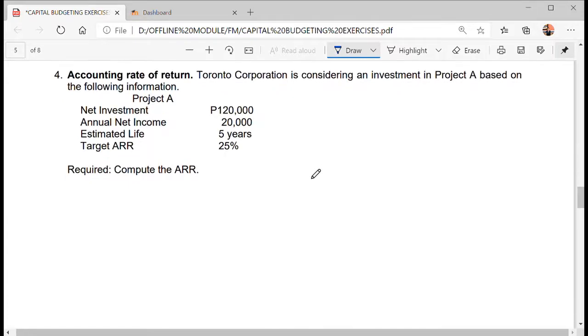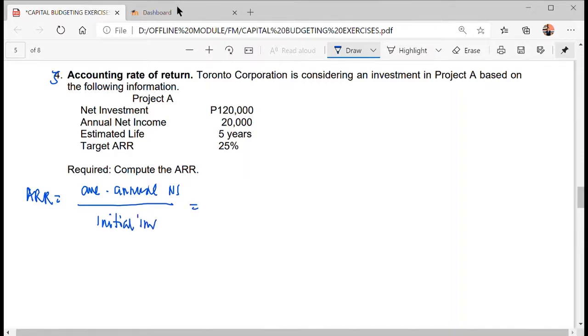Next is average. So question number 5 na ni. Accounting rate of return gihapon. So you have net investment and you have the annual income. So again, compute the ARR. So that's equivalent to average annual net income over initial investment.